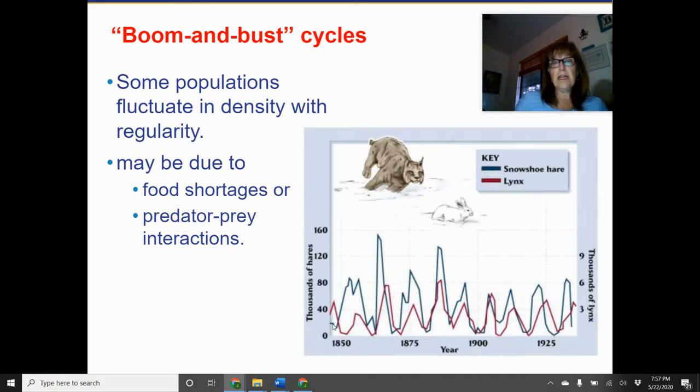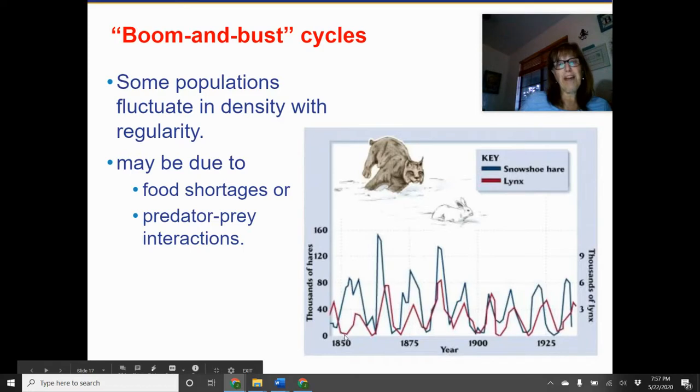So as we see the snowshoe hare population increase, what do we see right behind it? We see the lynx population increase. But as the lynx population increases, what happens to the hare population? It decreases. Again, we see here the snowshoe hare population rapidly increased, and very shortly thereafter, we saw the lynx population increase. But as the lynx population increases, what happened to the snowshoe hare population? It decreased. And so what's happened is as each of those populations reach carrying capacity, we see death rate increase.